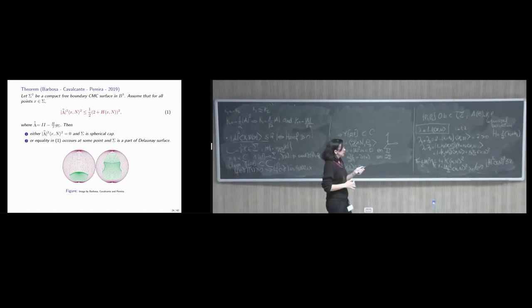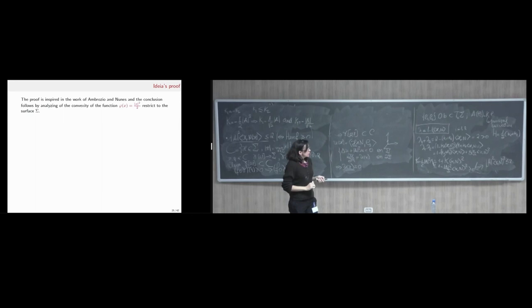They proved this recently, and they published this result, with some older results, in this paper. I give some idea about this proof, but I don't prove it totally. I show where the difficult points are. So let's move on. The proof is motivated, of course, by Ambrozio-Nunes' work. In the same way that you show this gap, you prove this gap here, in the same way as for the Hessian of the function.